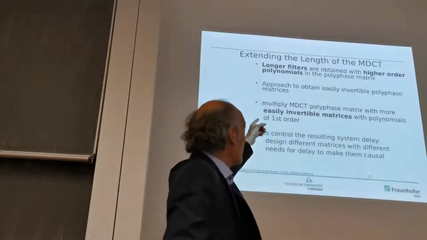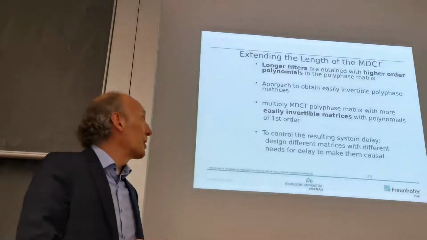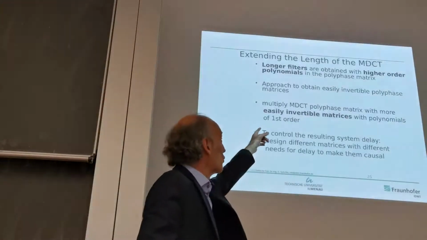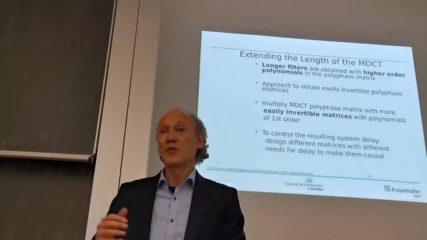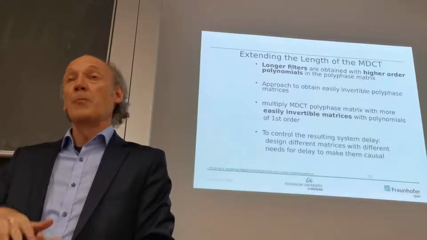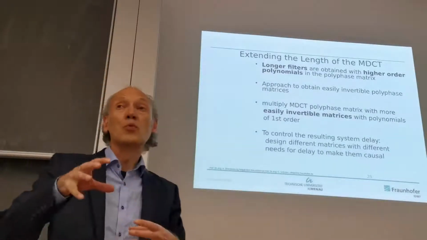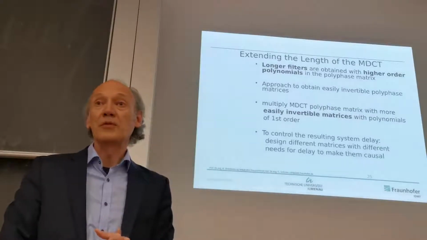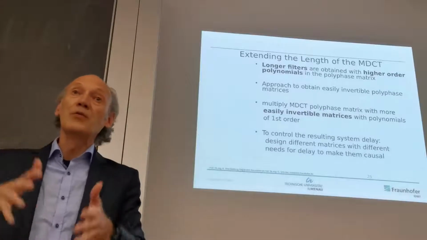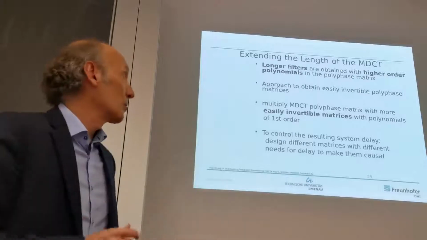So the approach that we take is we take the MDCT polyphase matrix and multiply it with easily invertible matrices with polynomials of first order. So that basically increases the order of the resultant polyphase matrix by 1. So we have an order of 1 higher, and that means we have 1 block more in our impulse response. So if we have a block length N equals 1024, that means we increase the filter length accordingly by 1024 samples, which is quite considerable.